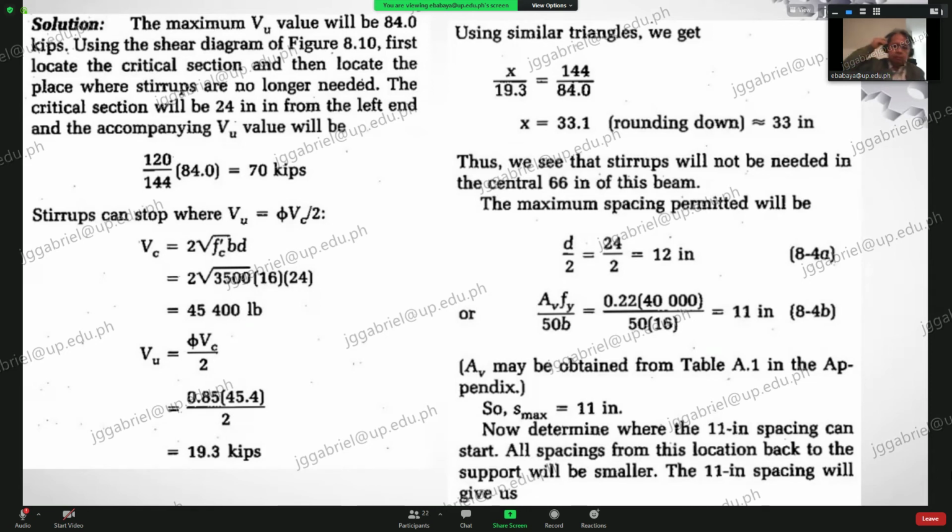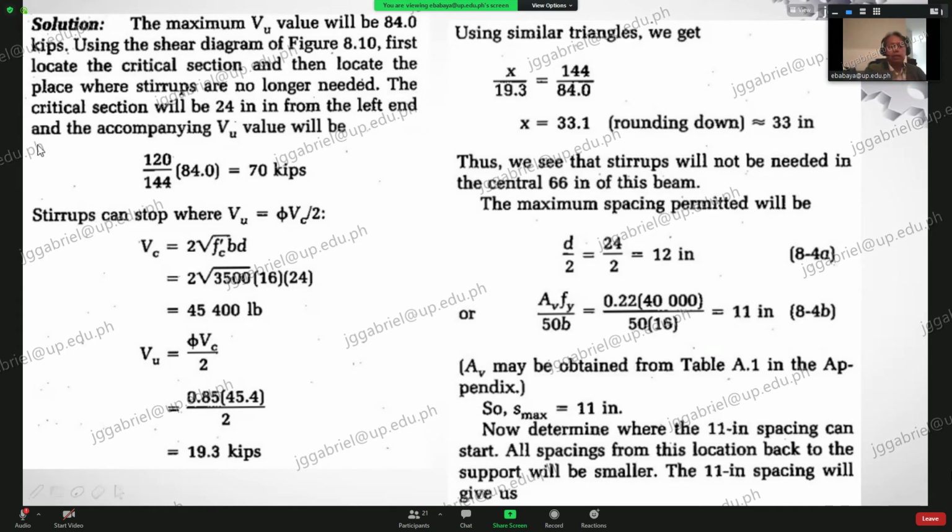First, we have to get Vc. This is the formula: 2 times the square root of f'c times b times d, where b is the width and d is the effective depth. So we get 45,400 pounds, or 45.4 kips. Now, getting Vc over 2, you substitute phi 0.85 times 45.4 divided by 2, you get 19.3.